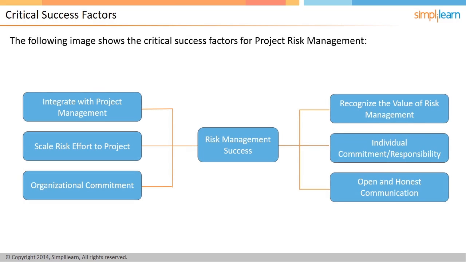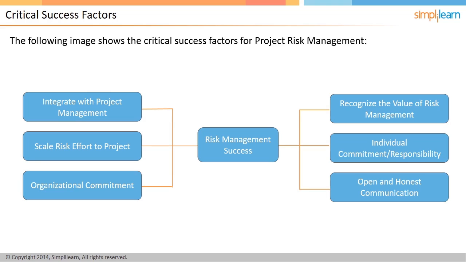The image on the screen explains the critical success factors for project risk management. The criteria for success include integration with project management, consistency in terms of risk effort as per the scale to the project, organizational commitment, recognition of value of risk management, individual commitment or responsibility, and open and honest communication. To manage the risk effectively, you need to identify the role to be played.